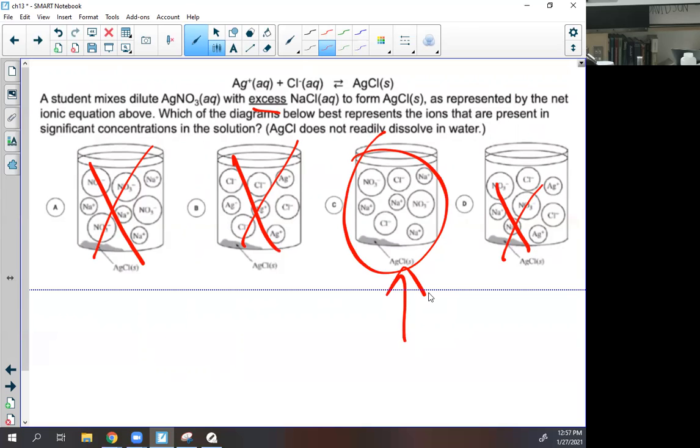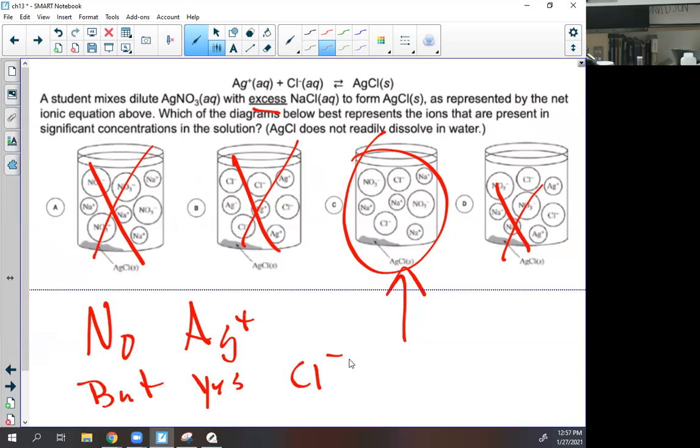Listen to him only and don't talk. Because, well, first off, the NaCl is the excess reactant, right? So there's got to be extra Na and Cl, right? Okay. And then we already know that all the Ag can react because it has excess Cl. So Ag is the limiting reactant, so it's all going to react and be the solid at the bottom. There won't be any Ag left in the water. So no Ag plus, but yes, Cl minus, right? That's your giveaway.